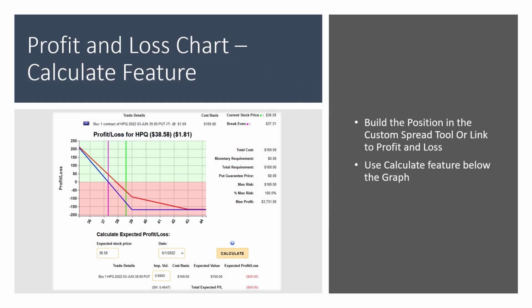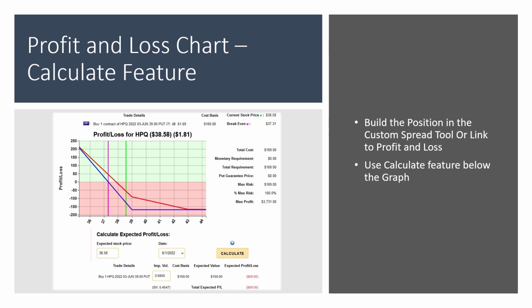Another tool that we can use is simply using the profit and loss chart and the calculate feature on the profit and loss chart or custom spread tool. I could go to the custom spread tool and just put in the option I was going to buy, my June 3rd 39 put at 169, or I could link to a profit and loss chart if I found this on a search or potentially from the option chain as well.